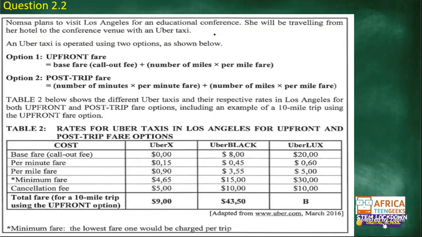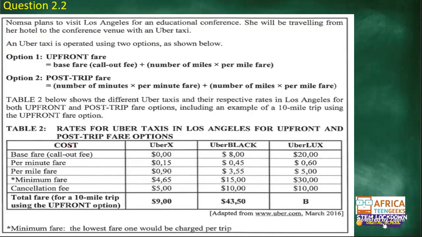So there are different options there. I'm just mentioning it so you understand the difference. Now table 2 below shows the different Uber taxis and their respective rates in Los Angeles for both upfront and post-trip fare options, including an example of a 10-mile trip using the upfront fare option. So this is the information on table 2.